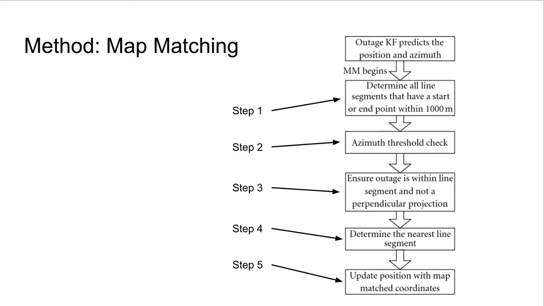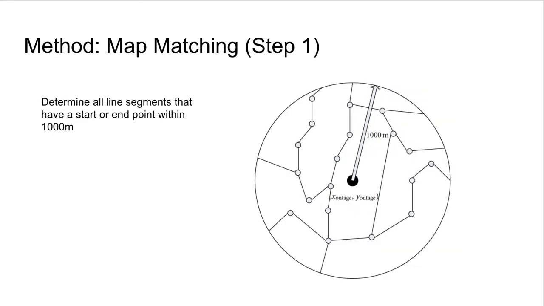Once we have the map data formatted correctly, the map matching algorithm can be run. The algorithm has 5 steps, and I'll go over each of these steps in more detail in the following slides. The first step is to pick out all the line segments that are within some radius of the estimated position of the vehicle. This makes the algorithm faster because the next steps do not need to perform calculations on as many line segments.